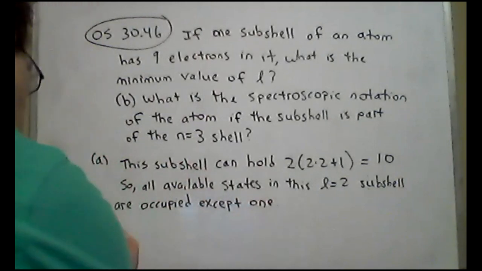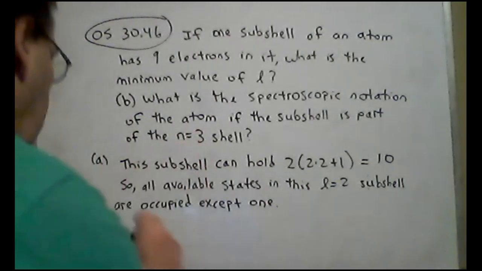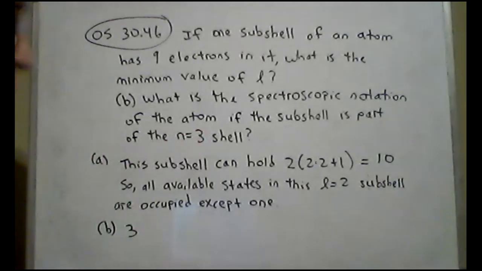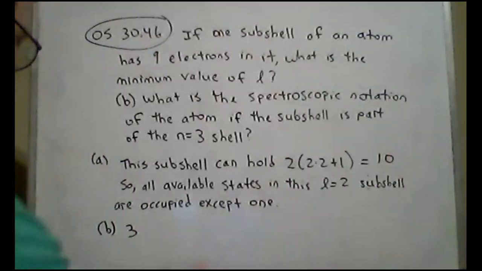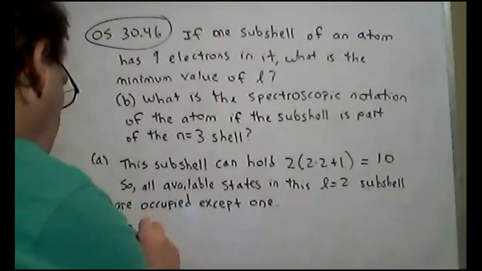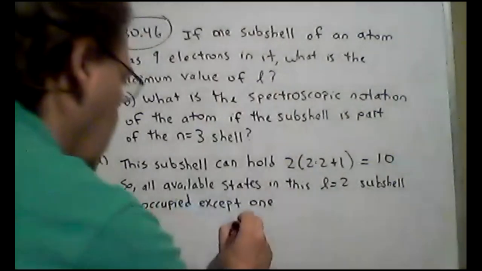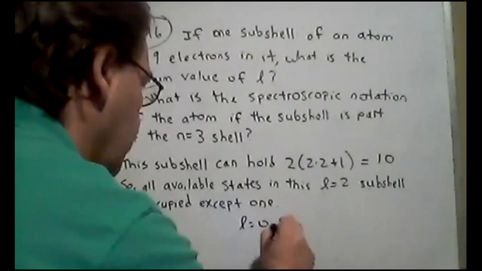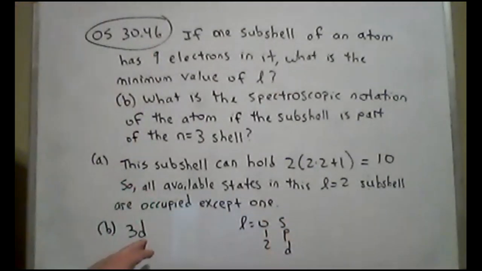Now, in spectroscopic notation, what would this be? Well, we're told we're in the n equals 3 shell. So it's 3 times some letter designation. Well, L is 2, right? So 0, 1, 2: S, P, D. So it'd be 3D. This is a 3D subshell. Again, L equals 0, 1, or 2 is S, P, D. So L equals 2 stands for D.